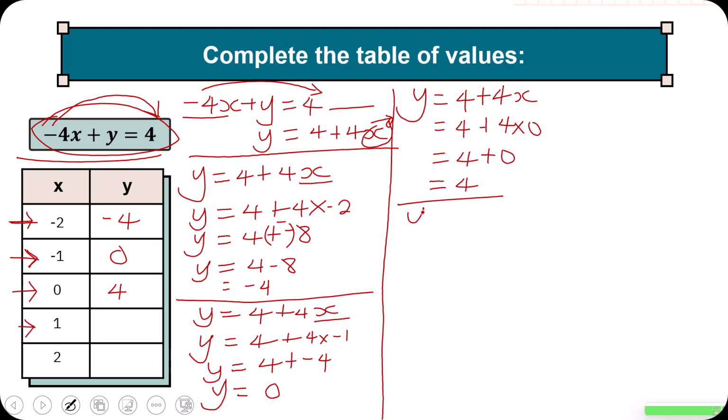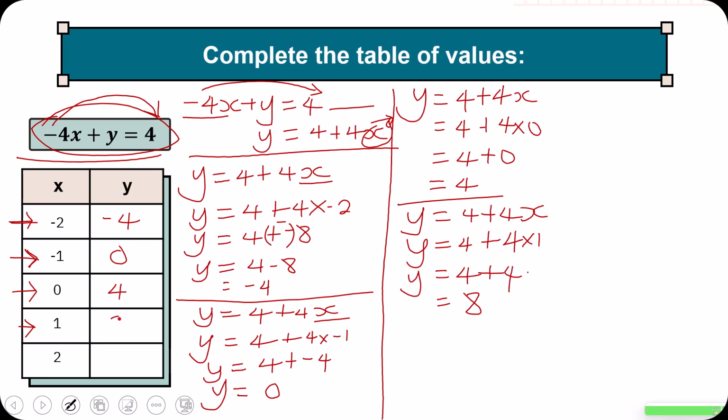The next x value is 1. So we shall fix 1 in the position of x. 4 plus 4x. Where there is x, we're going to put 1. So we shall have 4 times 1. Finally, we shall have y equal to 4 plus 4, which gives us 8. So our y value is 8 in that case.